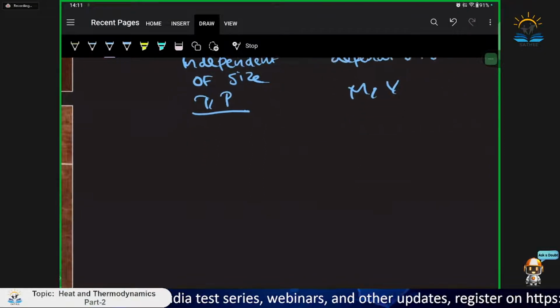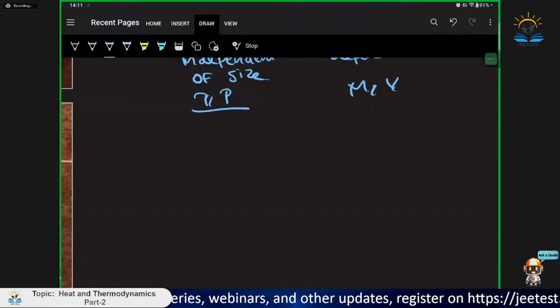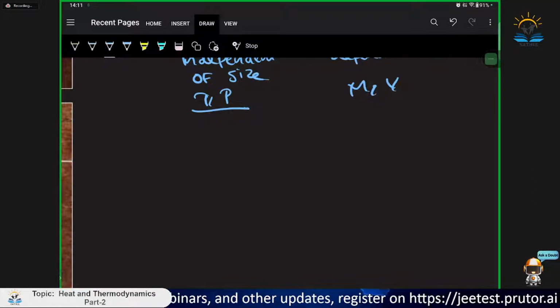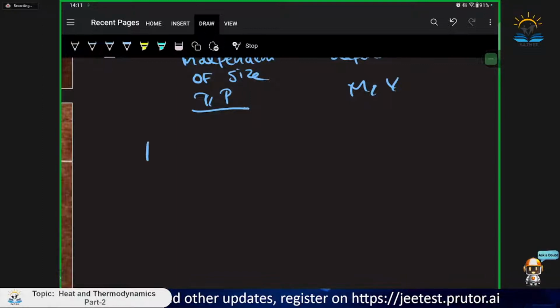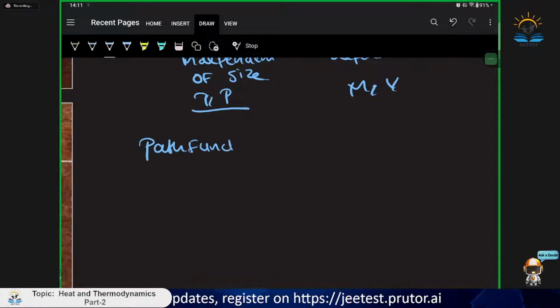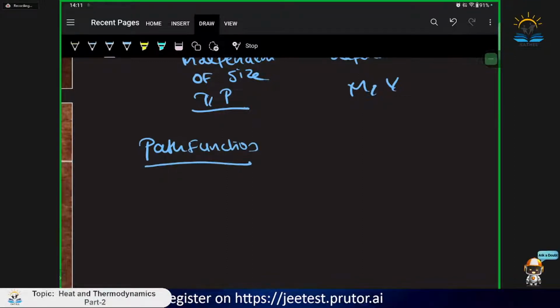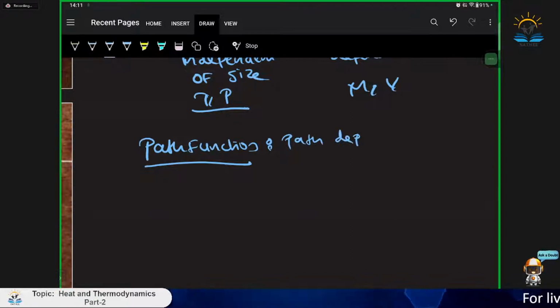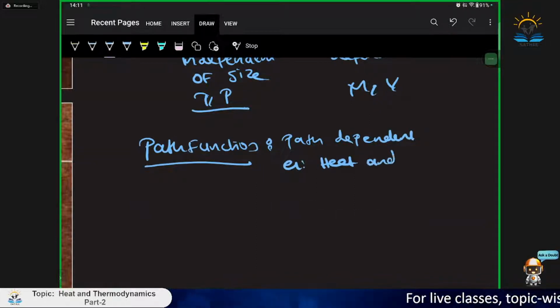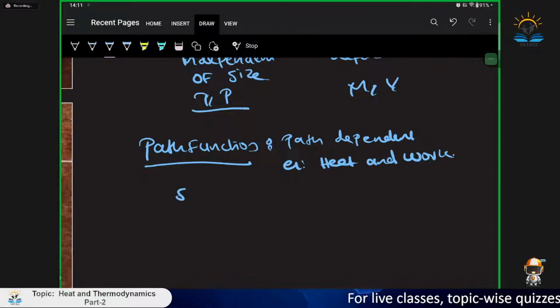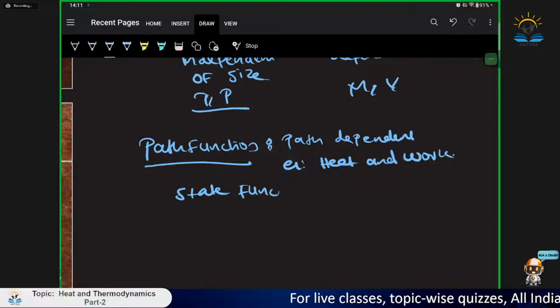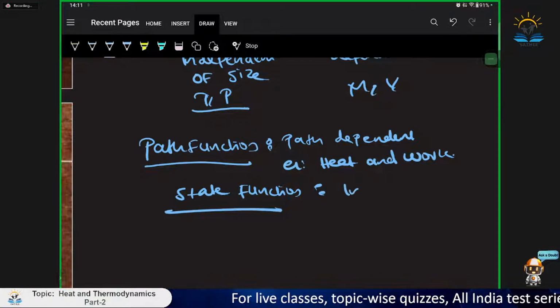Let's see some thermodynamic variables. The first one is path function. Path function means these variables are dependent on the path. These are path dependent variables. Examples are heat and work. State function means these are independent of path.